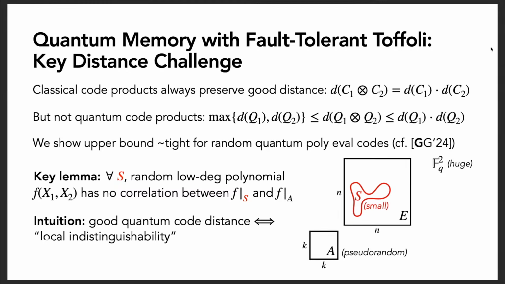So intuitively, that's why we want to prove this lemma, that if we look at a small number of components of our code word, there is no correlation with the underlying message. And we show that if the field is large enough and A is random or appropriately pseudo-random, this key lemma holds and then we get good distance.